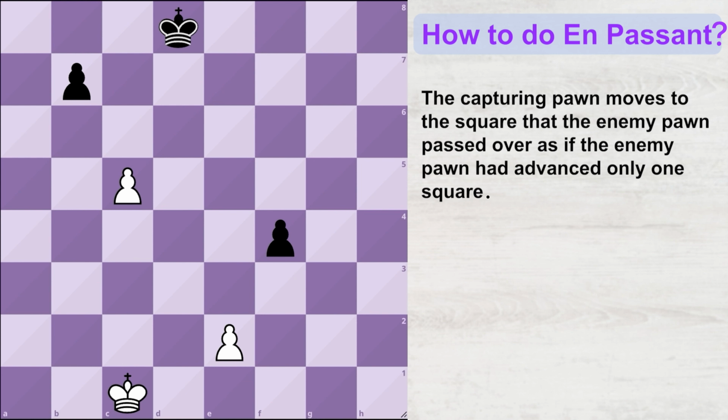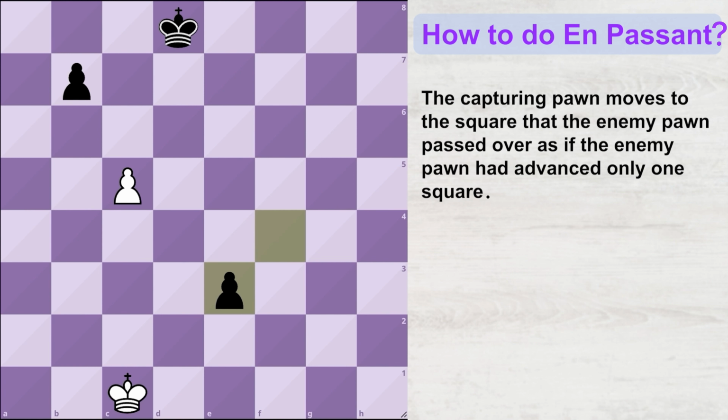Now let's look at a couple more examples to understand how exactly to do en passant. So let's say it is white's turn in the game. White moves his pawn directly 2 squares ahead, e4, and now because this white pawn has safely skipped past the enemy pawn, the enemy pawn can now capture this white pawn by the en passant rule, like this.